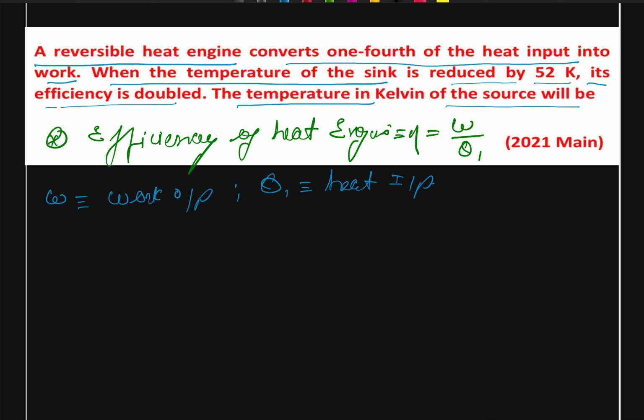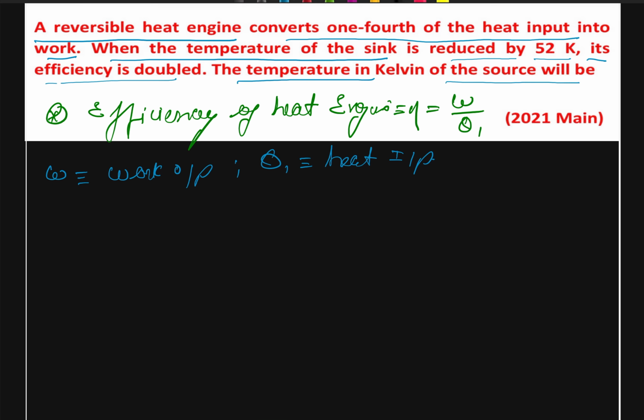We are given that it converts 1/4 of the heat input to the work. So our work, that is W, is equal to 1/4 of heat input. Therefore, we can write that W upon Q1 is equal to 1/4, and this is nothing but our efficiency.